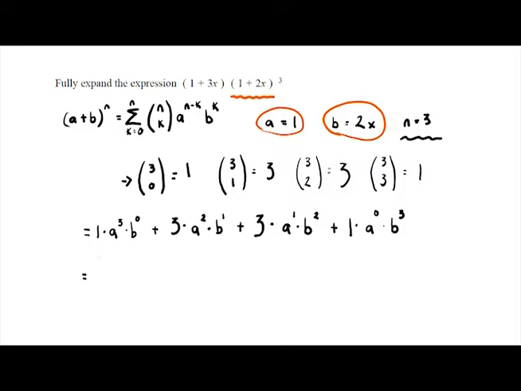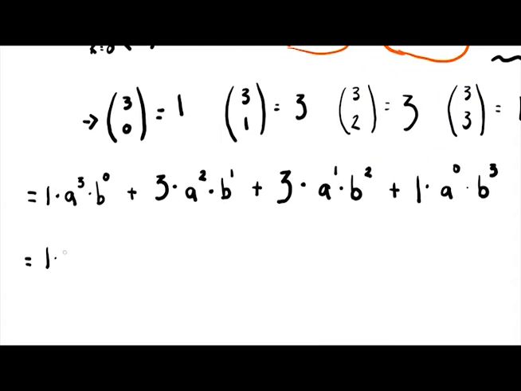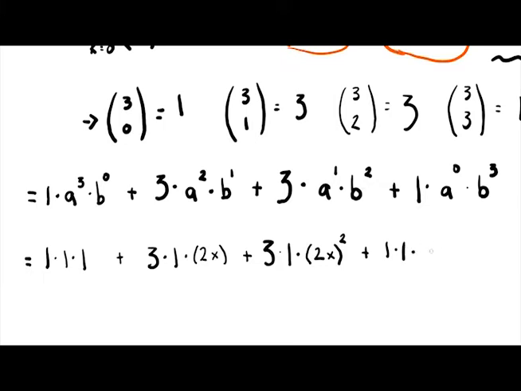So here we start with the first term. We have 1 times a cubed, that's 1, plus 3 times a squared, that's 1 squared, times b to the first power, b is 2x, plus the third term, we have 3 times a, which is 1, times b squared, the quantity 2x squared, plus the last term, 1 times a to the 0 power, which is 1, times b cubed, the quantity 2x cubed.